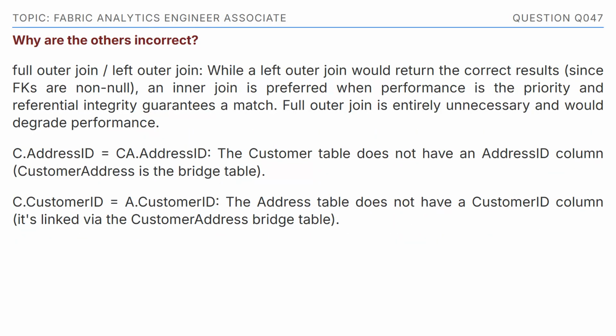Why are the other answers incorrect? Because full outer join / left outer join, while a left outer join would return the correct results, since FKs are non-null, an inner join is preferred when performance is the priority and referential integrity guarantees a match. Full outer join is entirely unnecessary and would degrade performance. C.address ID equals ca.address ID, the customer table does not have an address ID column; customer address is the bridge table. C.customer ID equals a.customer ID, the address table does not have a customer ID column; it's linked via the customer address bridge table.